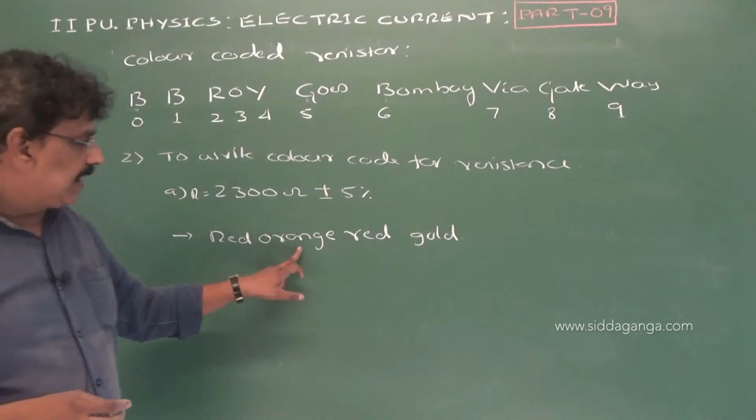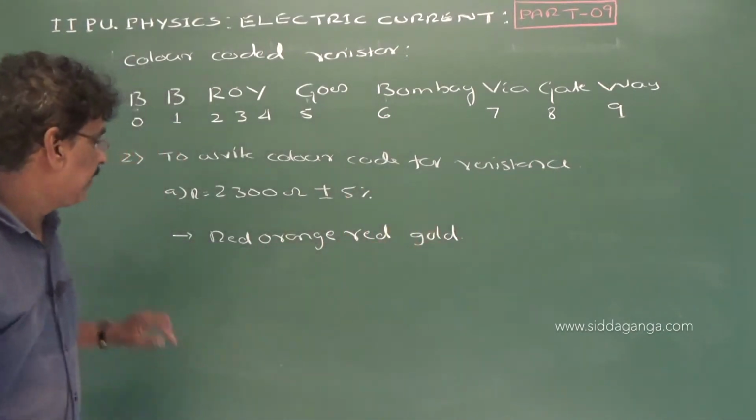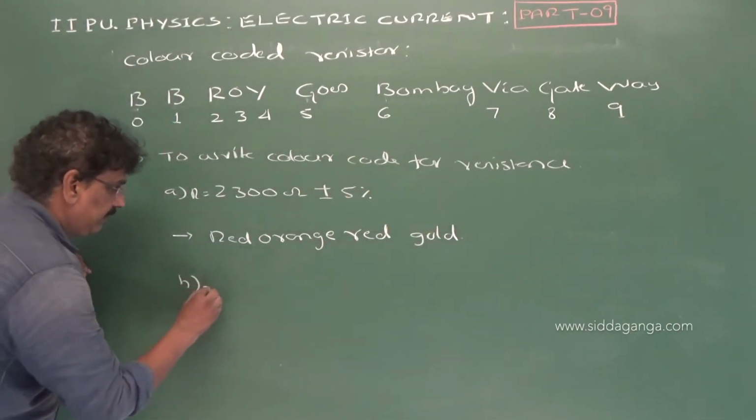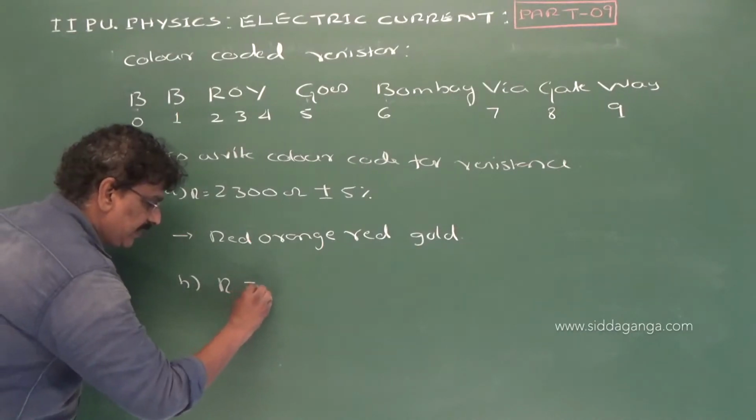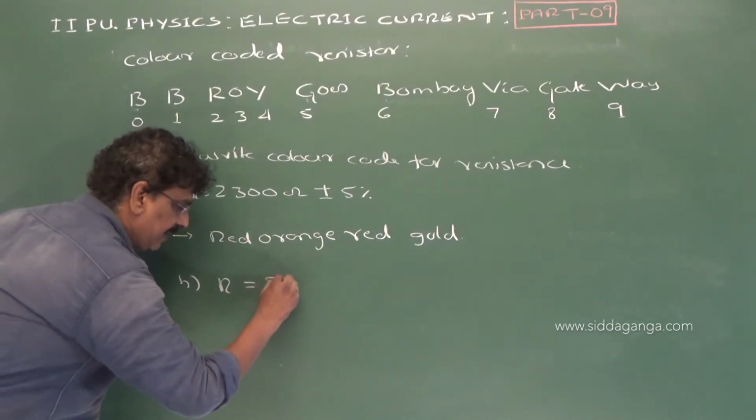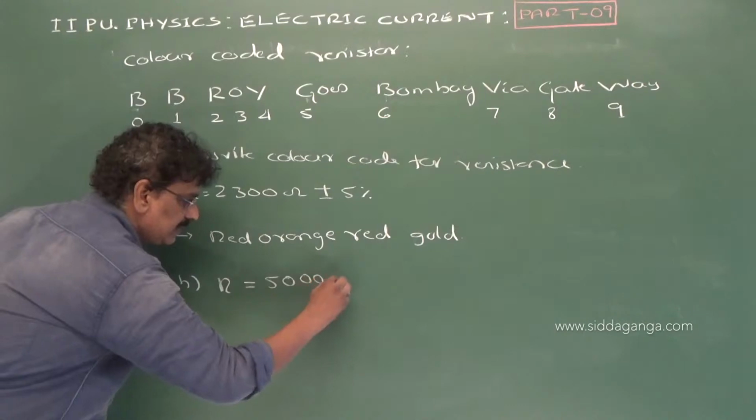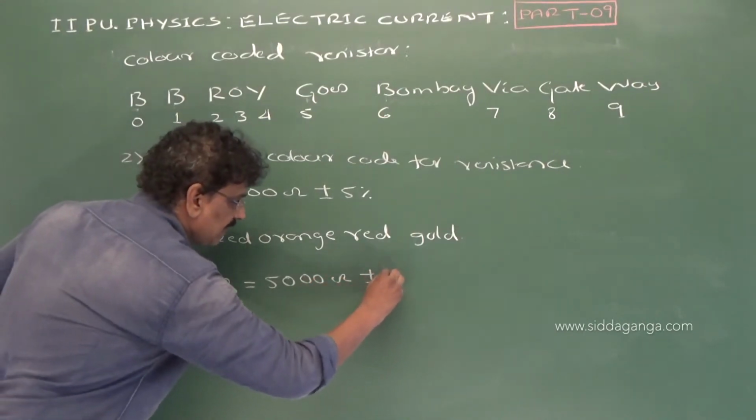So the color code for the given resistance 2300 ohm plus or minus 5% is red, orange, red, gold. Now B, we have R is equal to, right, 5000 ohm plus or minus 10%.